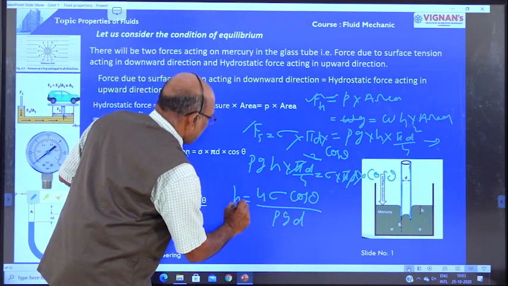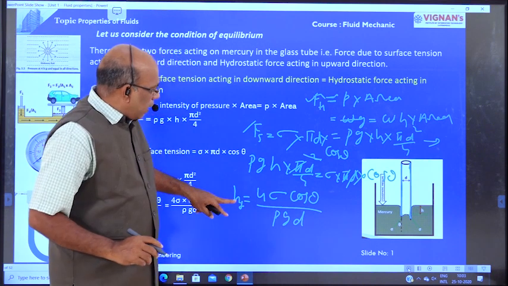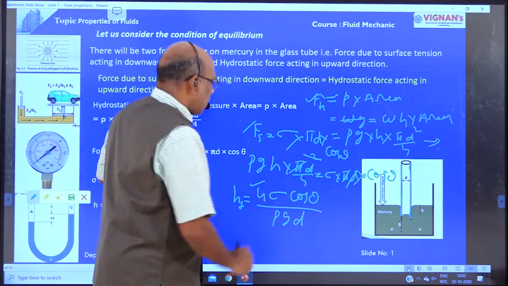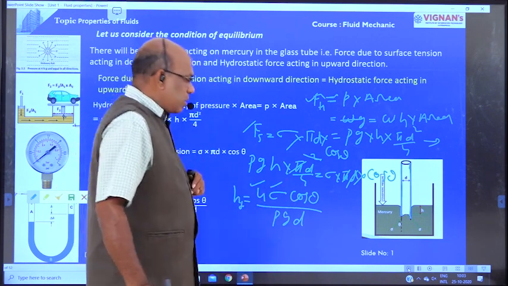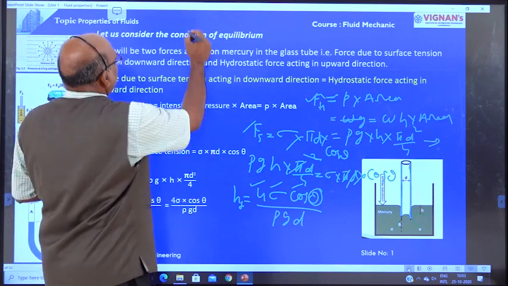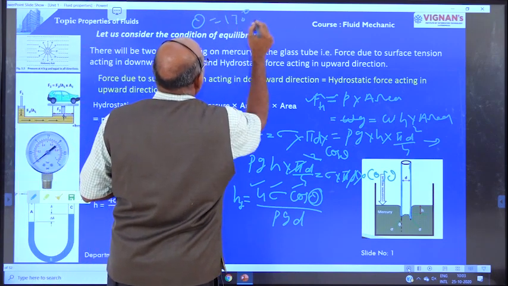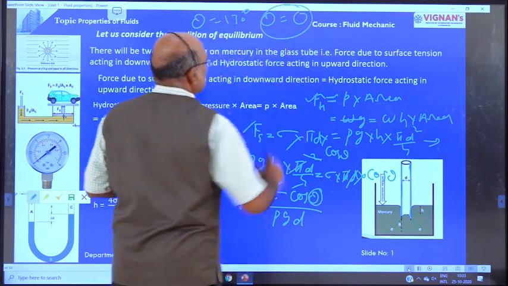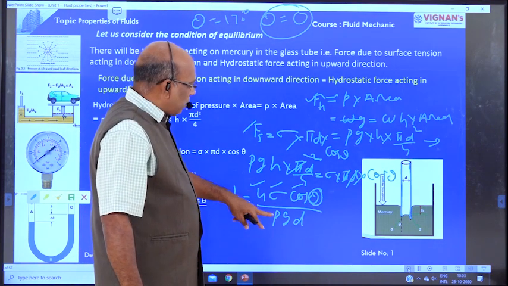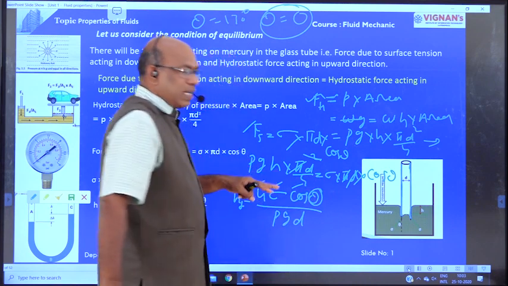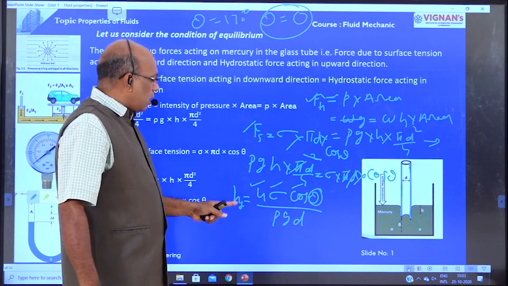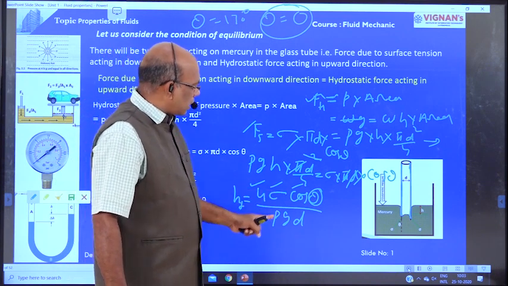That is the capillarity fall, equal to 4 sigma cos theta divided by rho g d, where 4 is the numerical value, sigma is the surface tension, and theta is the angle between the mercury and the glass tube. In case of mercury, the contact angle is taken as 130 degrees. In case of water, the contact angle is taken as 0, therefore cos 0 is equal to 1. In the earlier case, the capillarity rise is equal to 4 sigma divided by rho g d, because cos theta is equal to 1. But here theta is not equal to 0. Theta is taken as 130 degrees. Therefore capillarity fall or capillarity depression is equal to 4 sigma cos theta by rho g d.